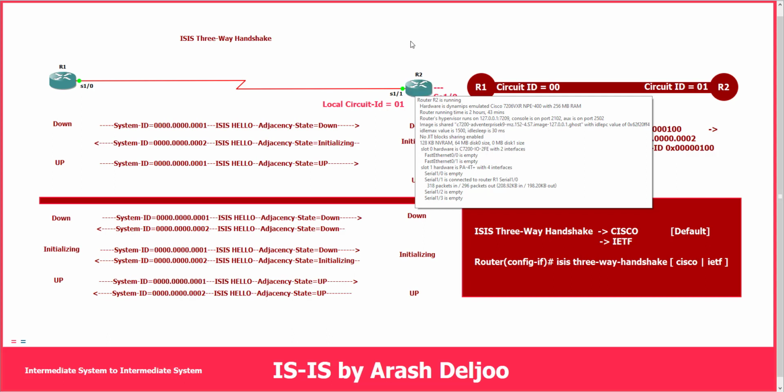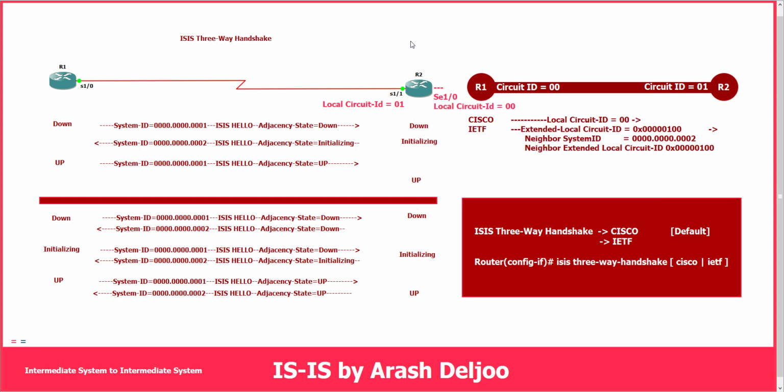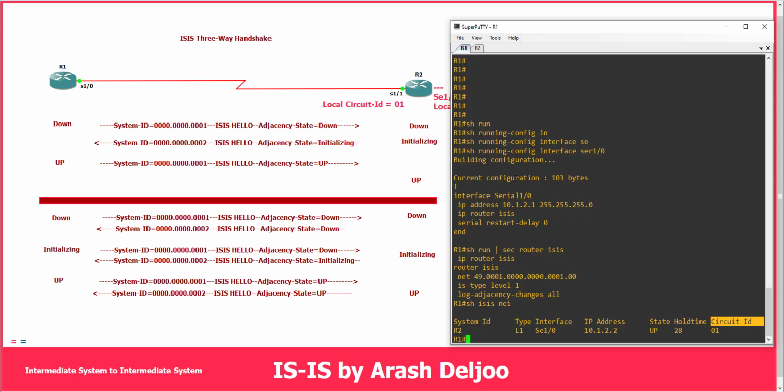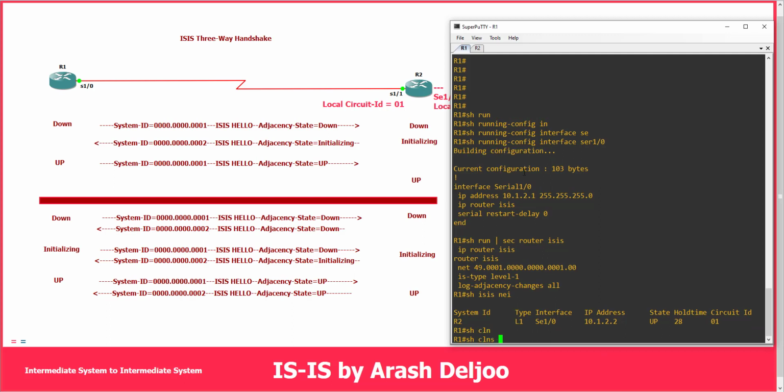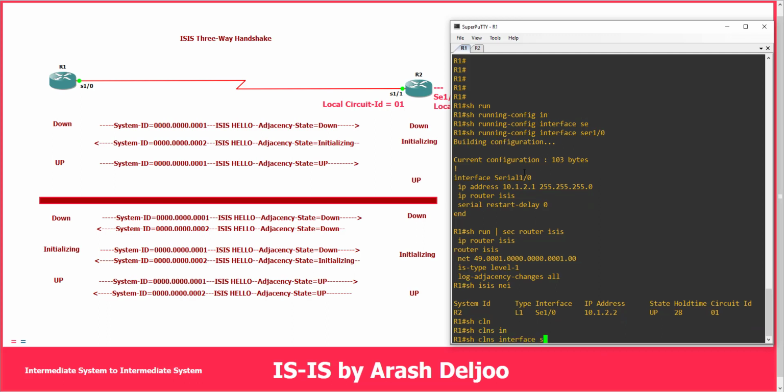IIH means IS hello packets, and they are only used for detection of a change in identity at the other end of the link. Let me show you. Look at here. First, we can see the local circuit ID with show clns interface. You use show clns interface for information about the features of the ISIS interfaces. Let me show you. This is R1.